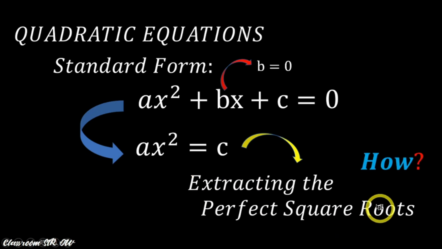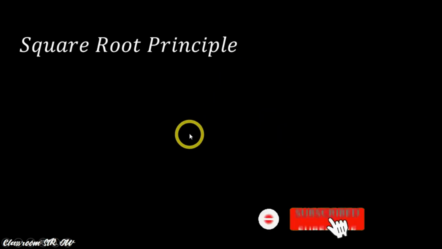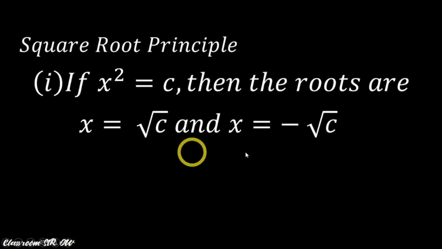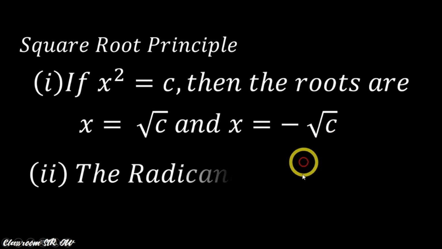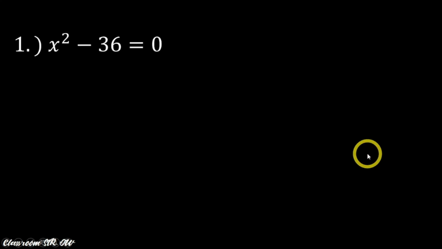So to understand extracting the perfect square roots, we have to remember first the square root principle. First, if x squared is equal to c, then there are two values of our x, or roots of our equation. The second one is the radicand c should be greater than or equal to 0. Now, for us to understand this square root principle, let us apply it in an example.